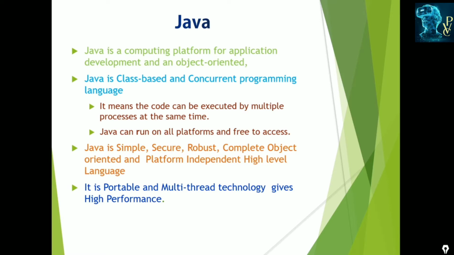Sun Microsystems defined Java as a simple, secure, robust, complete object-oriented and platform-independent high-level language. It is portable and multi-threaded technology which gives high performance to Java.